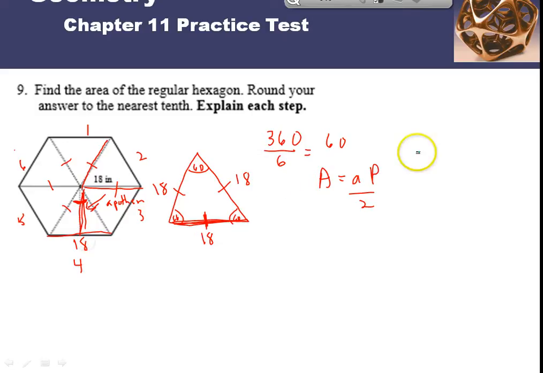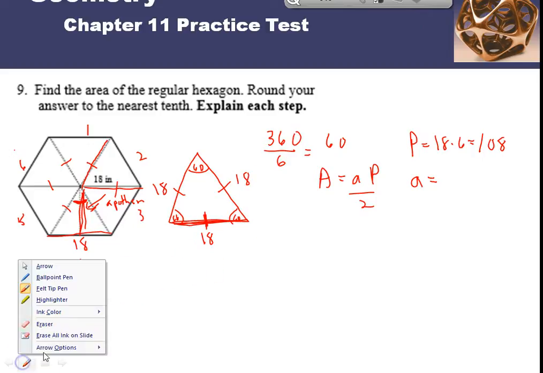So this side is also 18. So the perimeter is going to be 18 times 6, which I believe is 108. And it is 108. So my perimeter is 108. And then I need to find my apothem. Okay, so to find the apothem, I'm going to have to take this triangle and cut it in half.